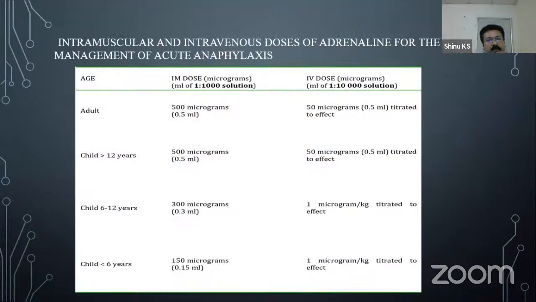Then we will discuss some doses of adrenaline in the management of acute anaphylaxis. The intramuscular dose is in 1 in 1,000 solution, and the intravenous dose is in 1 in 10,000 solution. For adults and children more than 12 years, 500 micrograms intramuscular dose is given, and an IV dose of 50 micrograms is given for both groups. For children 6 to 12 years, we give 300 micrograms intramuscular and 1 microgram per kg titrated to effect intravenously. For children less than 6 years, we give 150 micrograms and an intravenous dose of 1 microgram per kg titrated to effect.